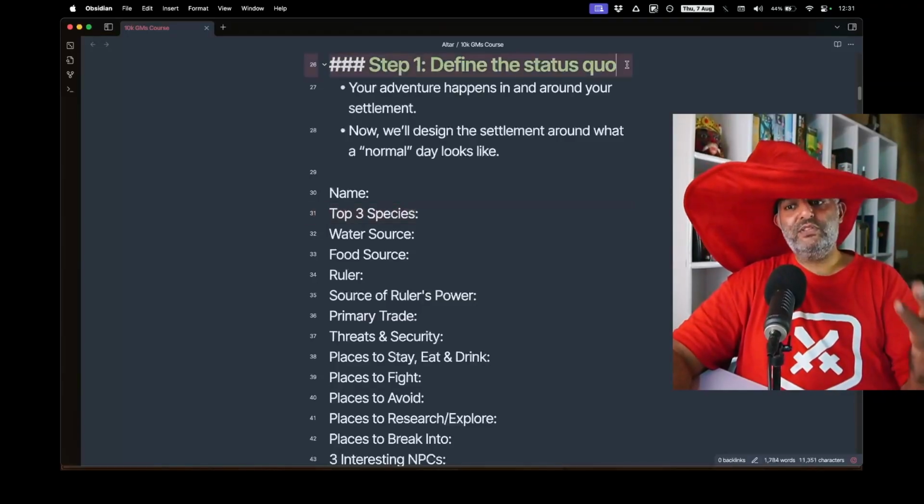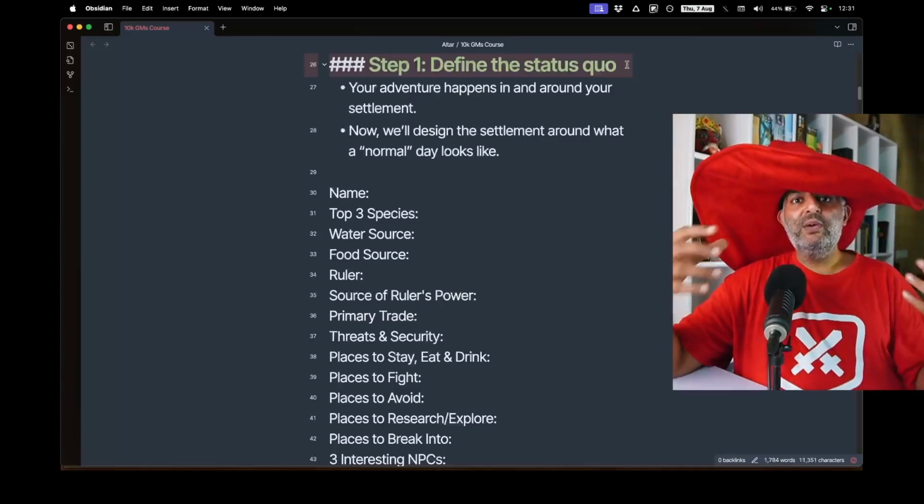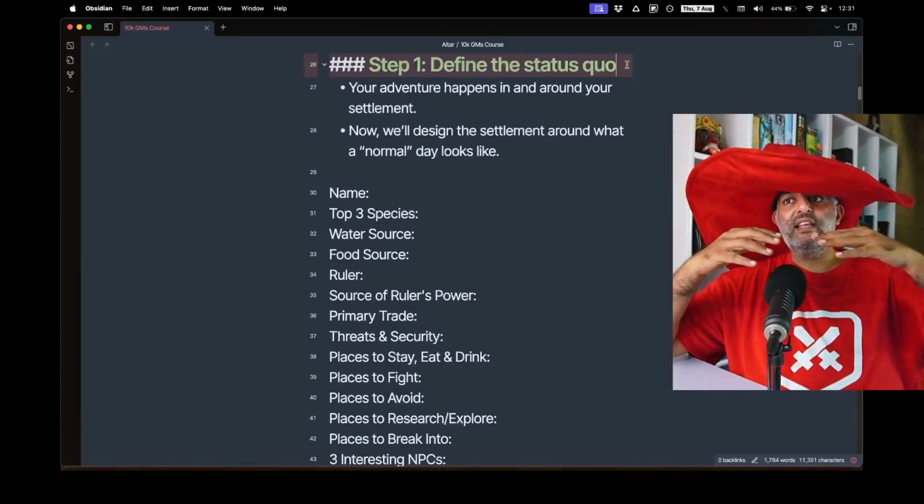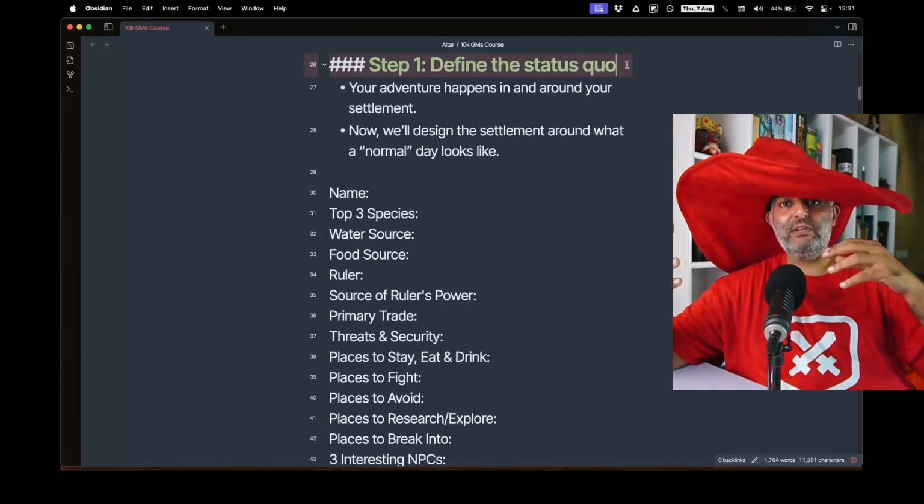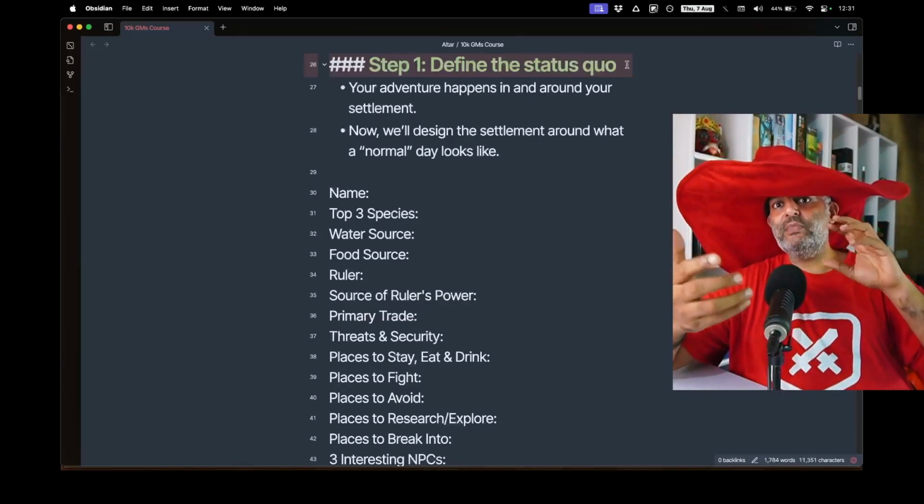Alrighty, and welcome to the first step of the adventure design process, which is to define the status quo. We need this so that players have a reference to how life was before, and then, oh, this is how it's changed when the bad thing happened, right? This contrast gives them some sort of an emotional push that some things are out of balance and we need to fix it.